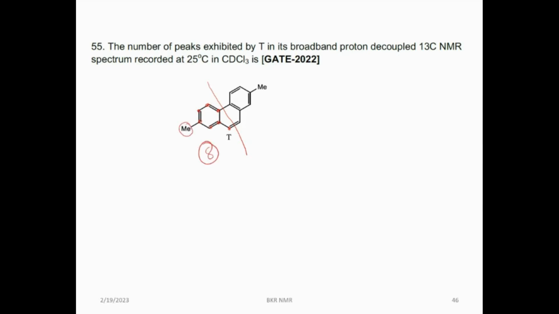If you give 7, it's wrong. Normally many people miss this carbon. In my class, when I teach, I see my students missing this particular carbon, the attached carbon. So the answer is 8. 2 marks. Just to find 8. Very simple. Okay.